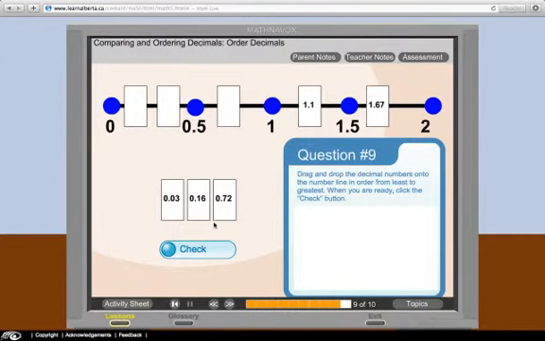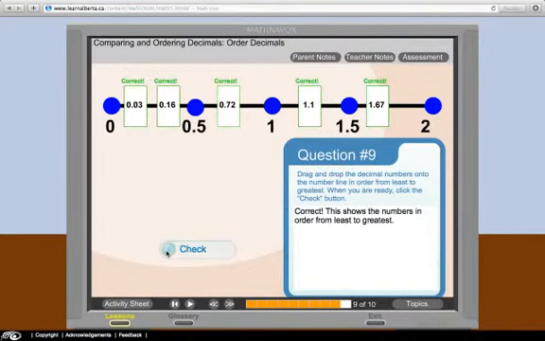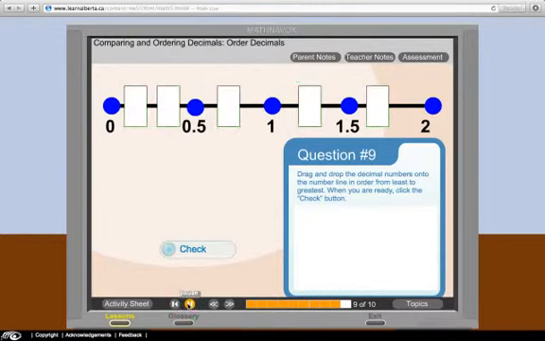I've got 3 left. One of them goes after 0.5. Remember, this is like 0.50. Which one will go after 0.50? 0.72. And our last 2, I have the number 3 and the number 16. 3 comes before 16. Click the check button.